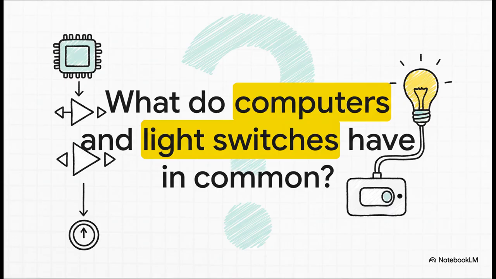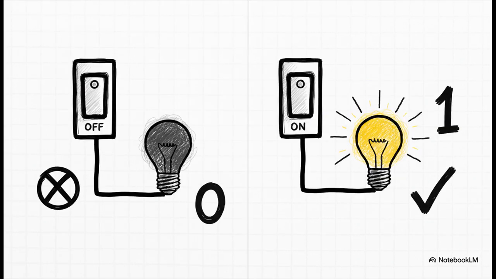So let's start with a question that sounds a little strange. You've got this incredibly complex smartphone in your pocket, right? A universe of technology. And then you've got a plain old light switch on the wall. What on earth could those two things possibly have in common? And that's it. That is the secret, right there. At its absolute core, every single digital computer on this planet, no matter how powerful, operates on this one simple principle. It's either on or it's off. It's yes or it's no. It's a 1 or a 0.